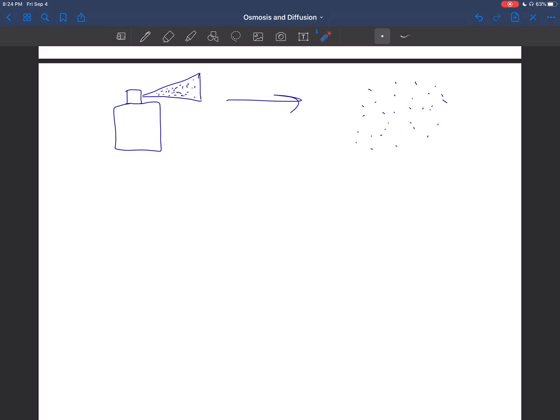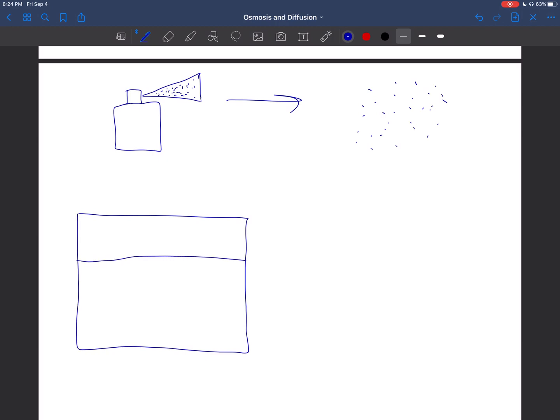So they're moving from a place of high concentration to a low concentration. So they're moving down the gradient, right? You have a high concentration here and a low concentration here. That's diffusion. So now, let's say I have maybe a container with, let's say, water inside of it, and let's say I'm pouring salt.